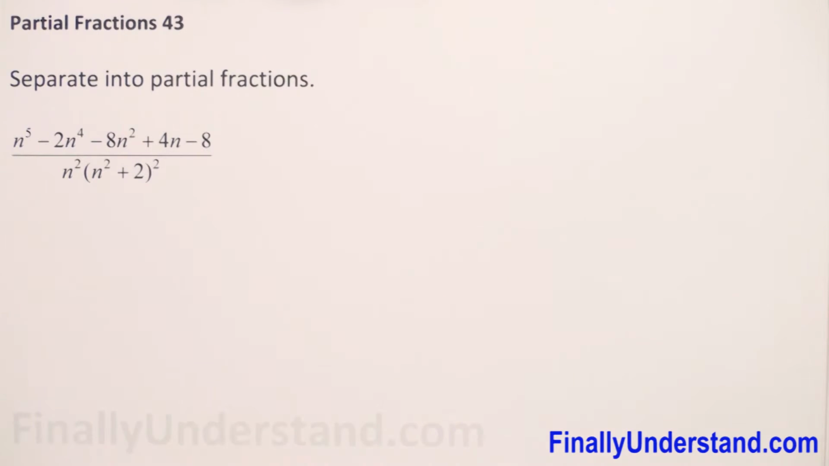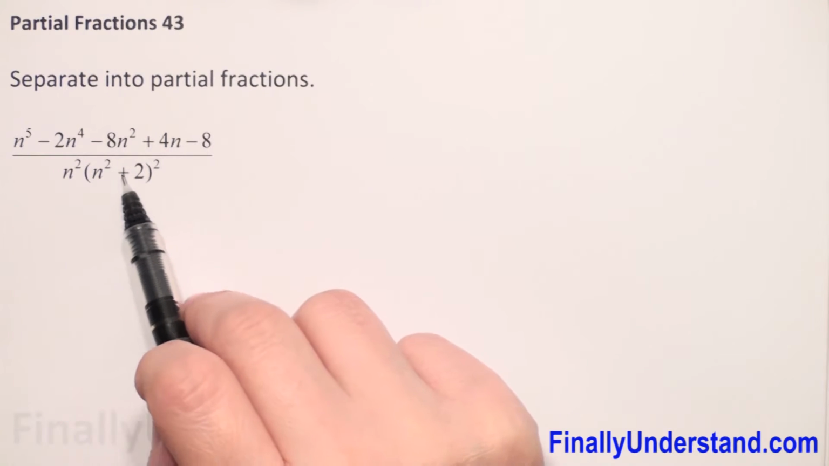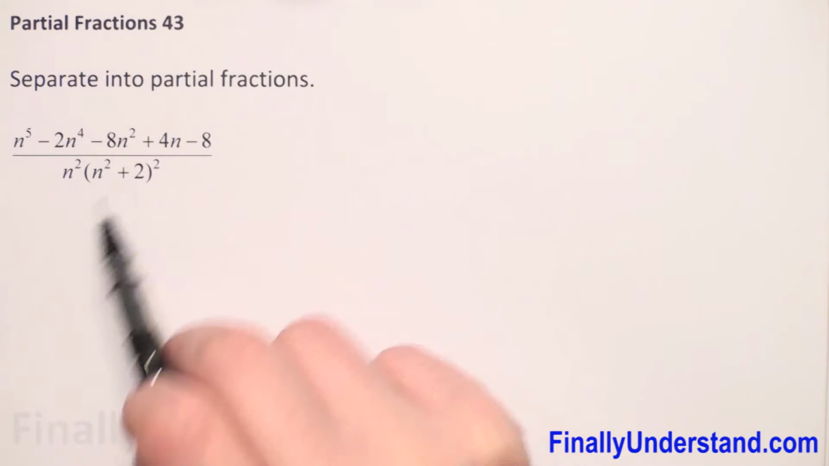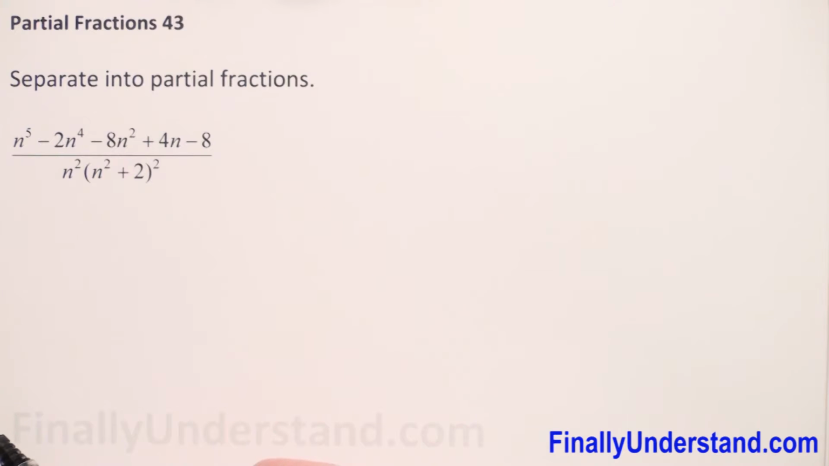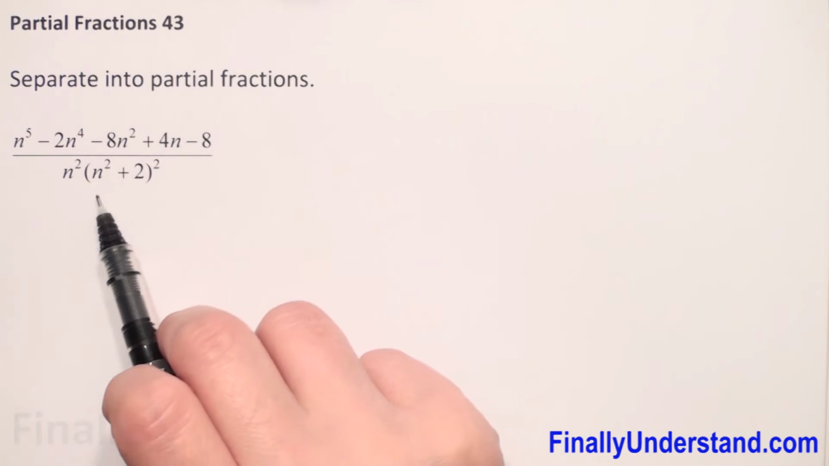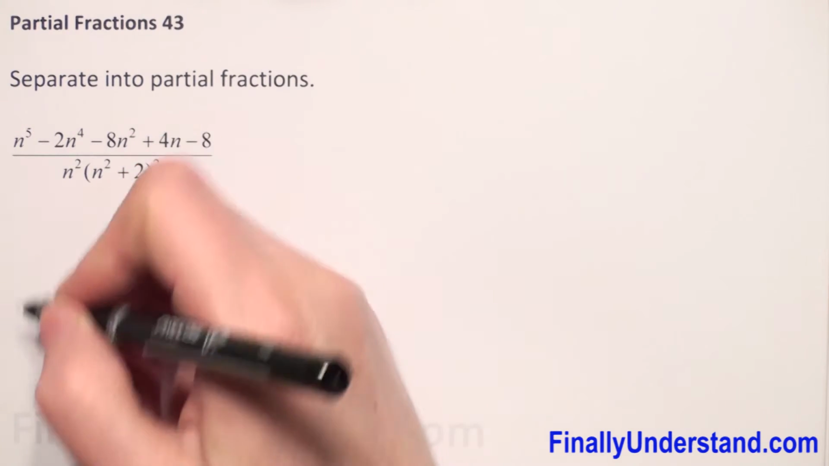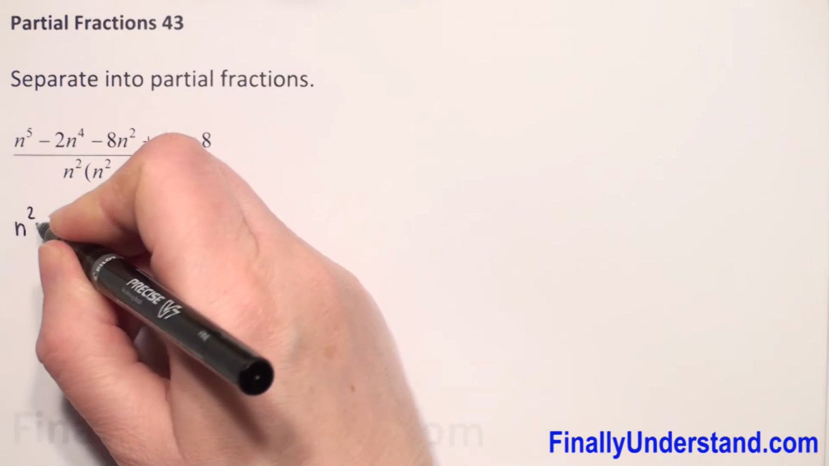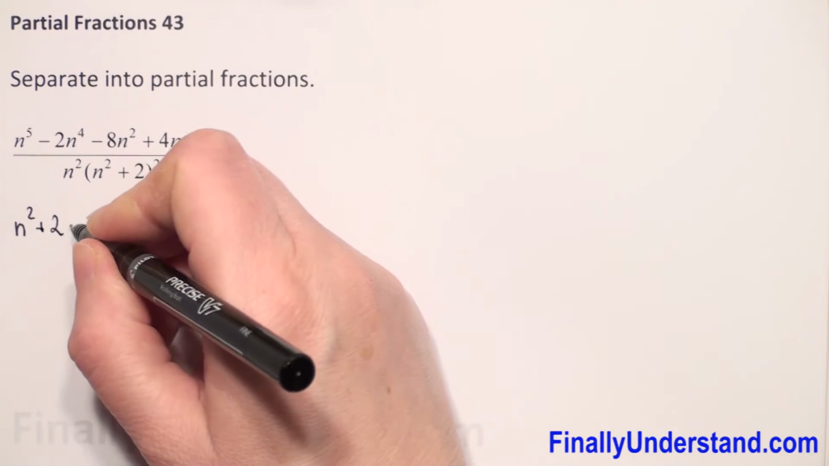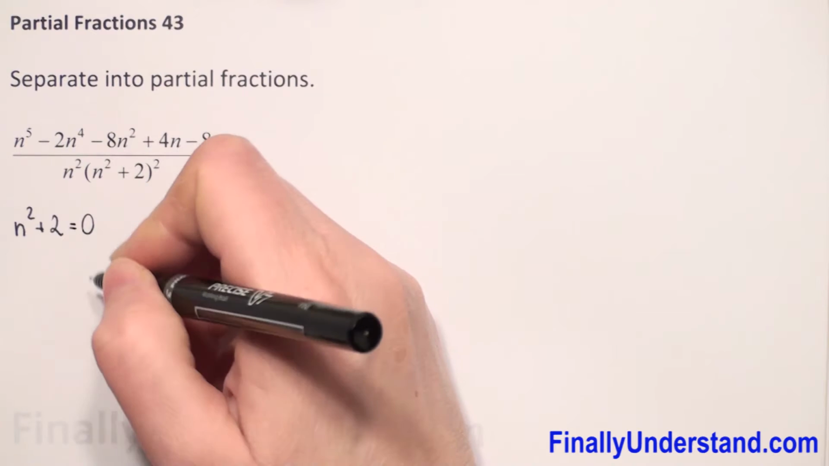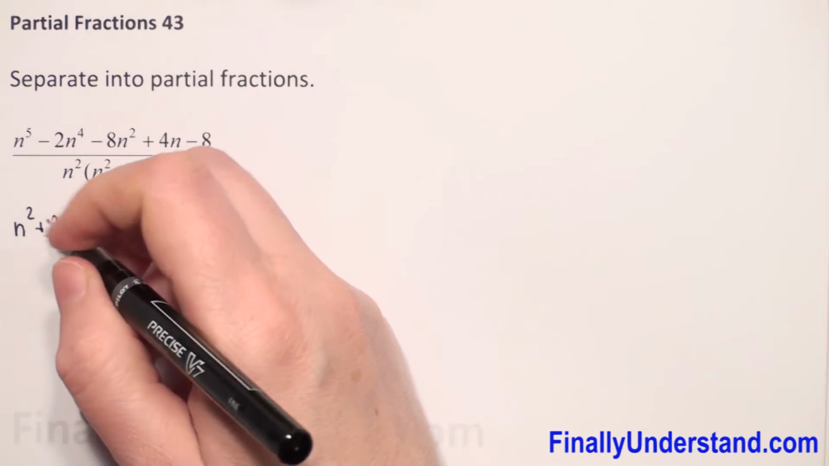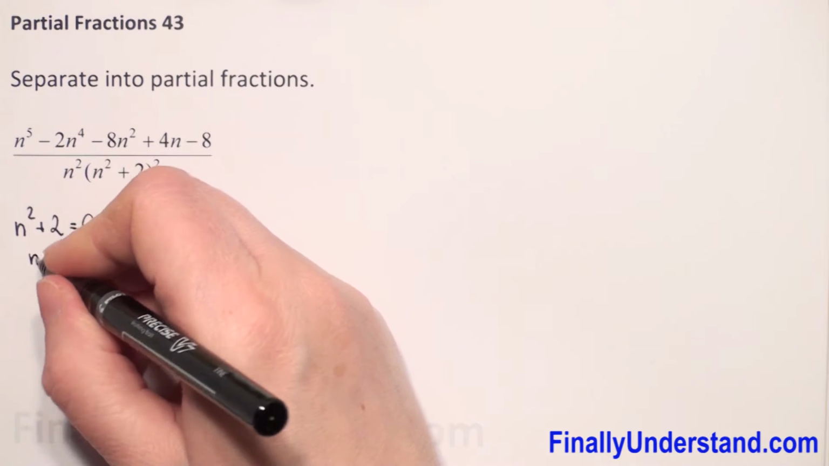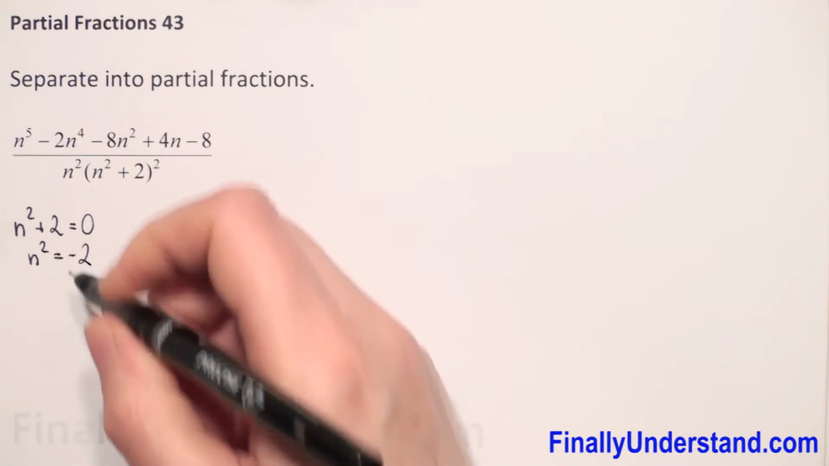So in the denominator we have highest power 6 and in the numerator 5, so everything is okay. Next we have to check if we can factorize something in the denominator. We have here n squared and n squared plus 2 in the parentheses. We can check if n squared plus 2 can be factorized. So n squared plus 2 is equal to 0. When we move 2 to the right side, n squared is equal to negative 2.